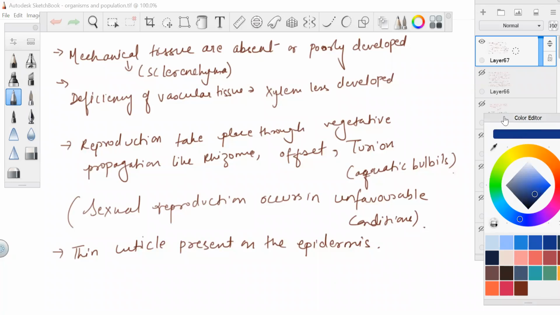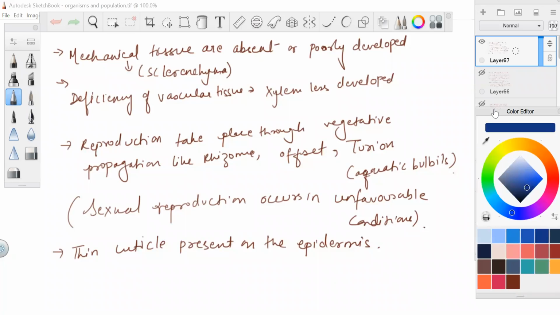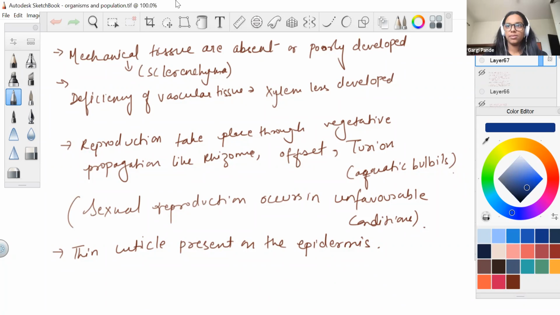All of you can see the screen? Yes. You can see now? Okay. Is anyone waiting? Yeah.